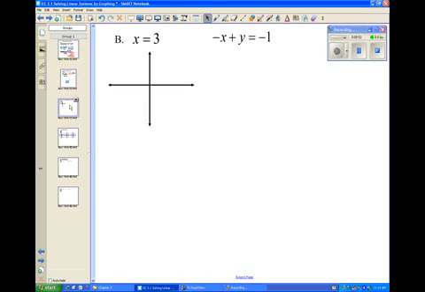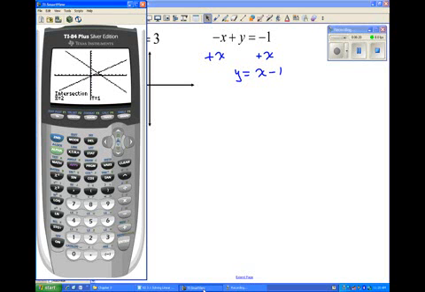Example B. Now, first of all, x equals 3, and then negative x plus y equals negative 1. I have this graph here because I'm going to talk about something in just a second. X equals 3 is solved for x. It's not solved for y. I'm not sure how that's going to work. We'll get to that in a minute. But let's solve the second one for y by adding x to both sides. I get y is equal to x minus 1.